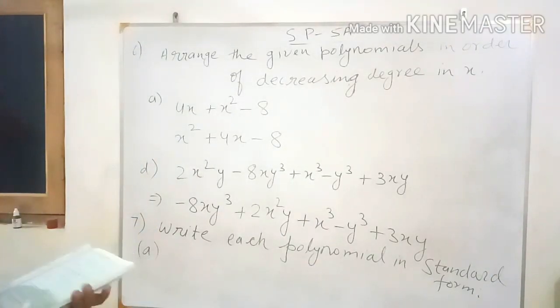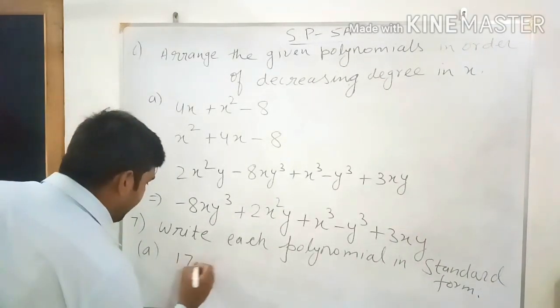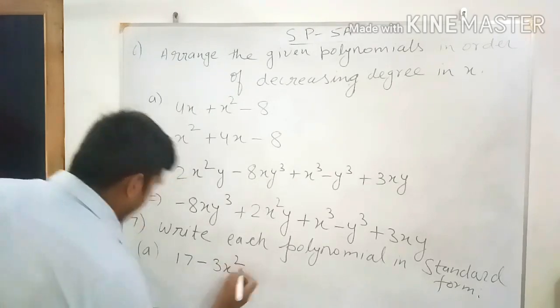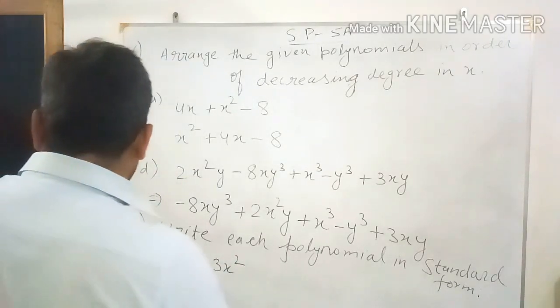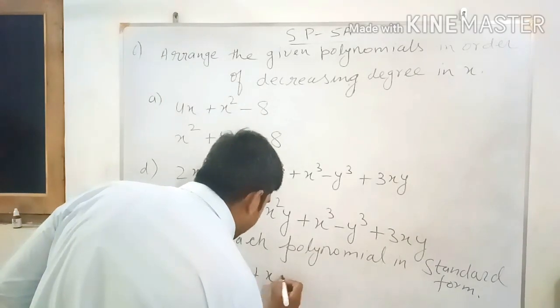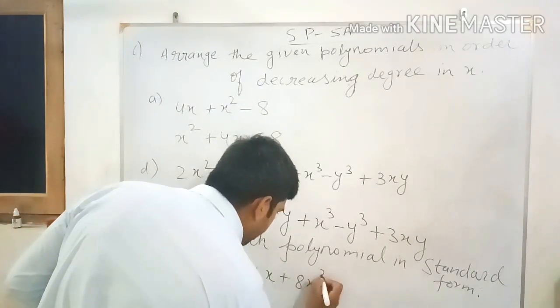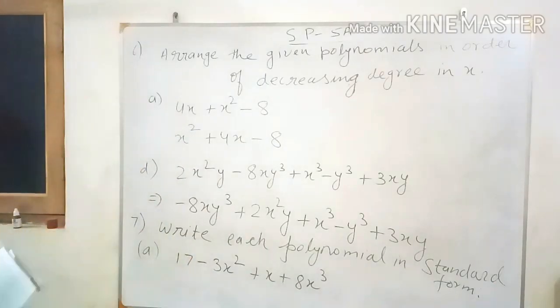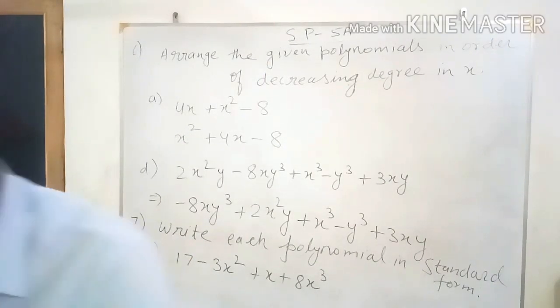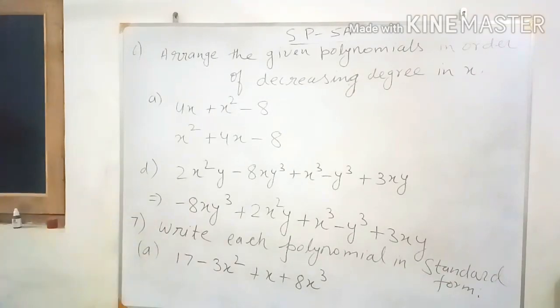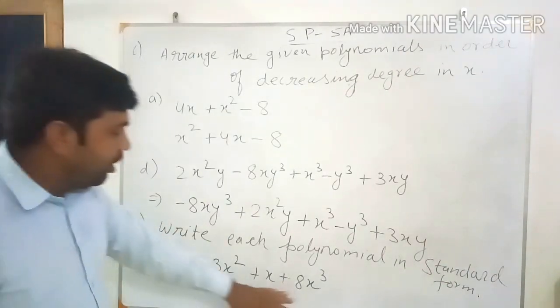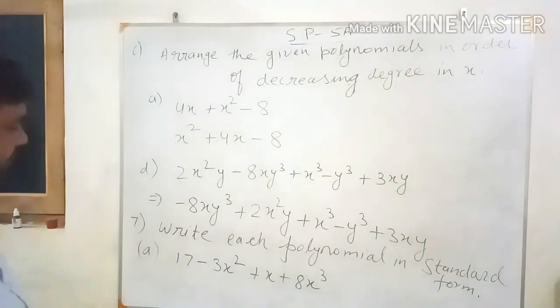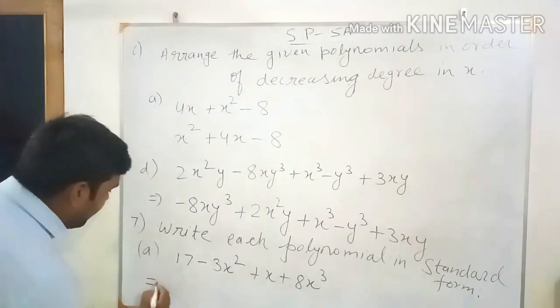So the first question of 7a: 17 minus 3x square plus x plus 8x cube. Write this polynomial in decreasing degree. That is the standard form. This is the repeated question. So what will be the standard form?